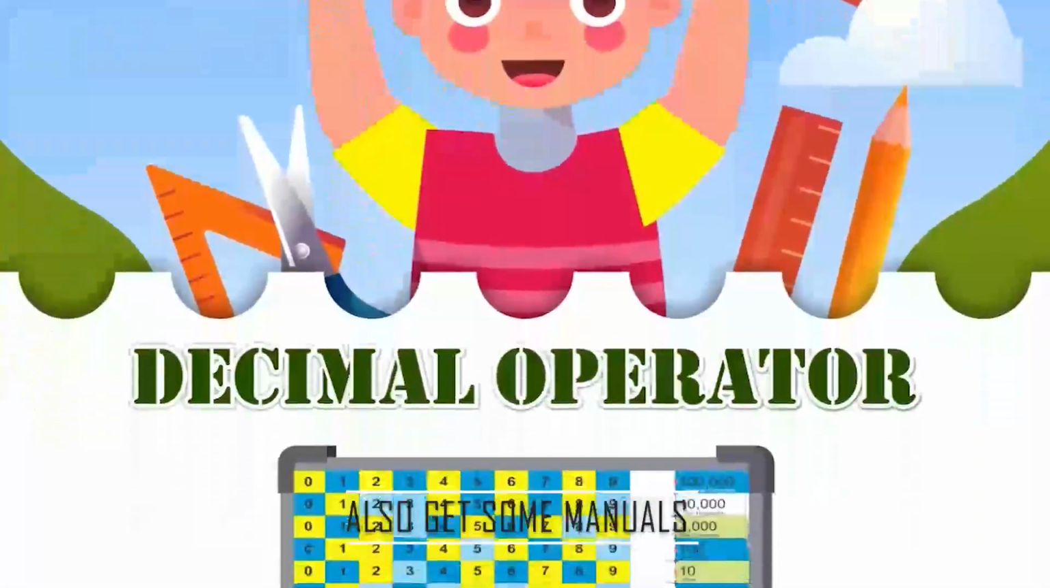Along with this magical board decimal operator, you will get all the necessary accessories in this box. You will also get the manual along with it, in which entire experiments will be given, and then you will also get the video of the training module.